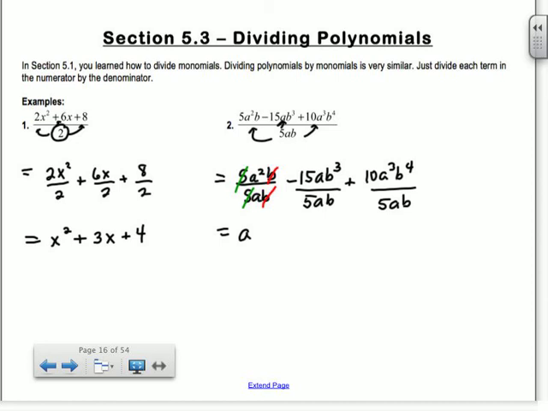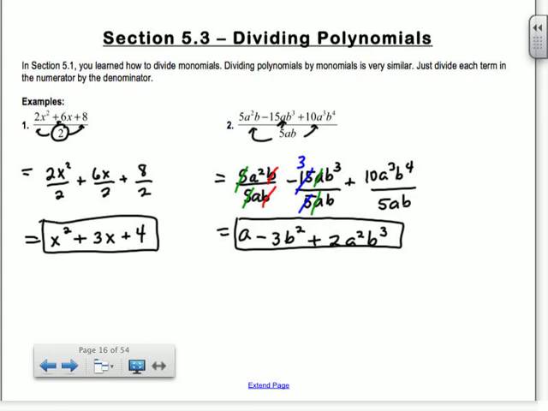Okay, this next one I have 15 over 5, so I'm going to be left with 3. The a's cancel, and the b's reduce to b squared. So I get minus 3b squared. And on the next one I get plus 2a squared b cubed. And that's your answer. Okay, easy enough. So if you have a monomial on the bottom, you can just bring that one term into each thing.